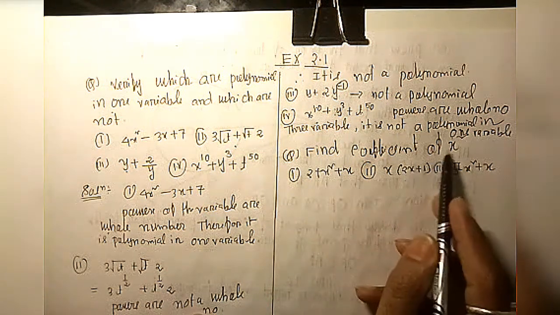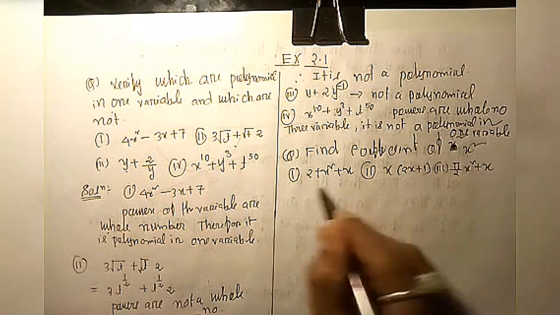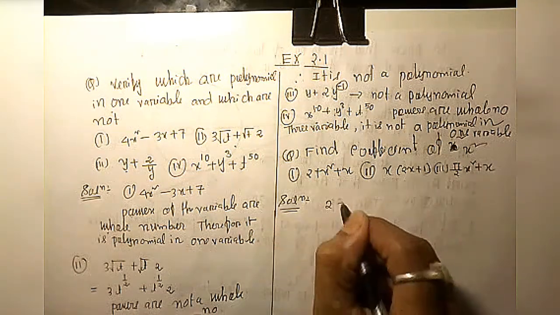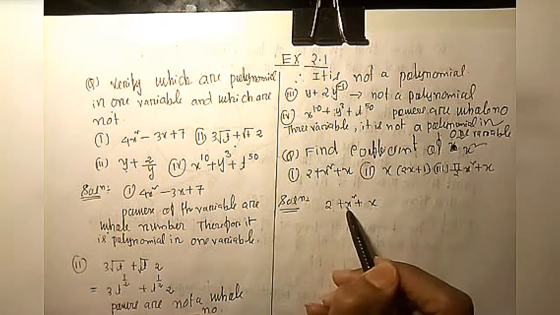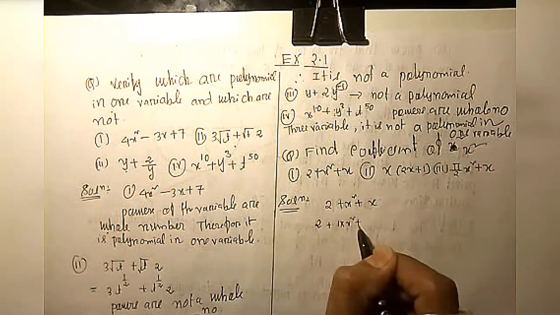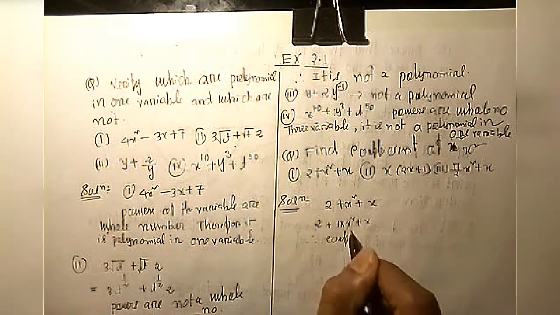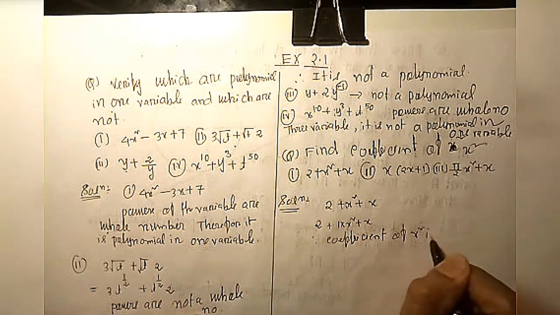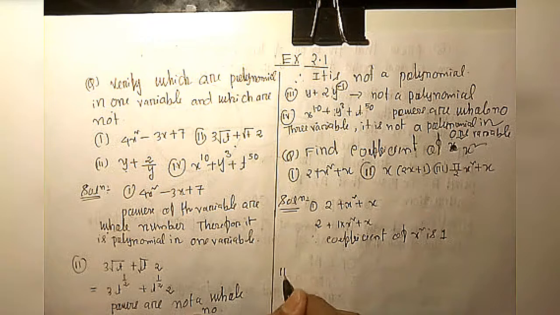So, moving to the next question. Find the coefficient of x square. Question number 1, 2 plus x square plus x. In this case, what is the number attached with the variable x square? 1 into x square plus x. So, 1 is multiplied with x square, so the coefficient should be 1. Coefficient of x square means the number which is attached with x square. So, the coefficient of x square is 1.